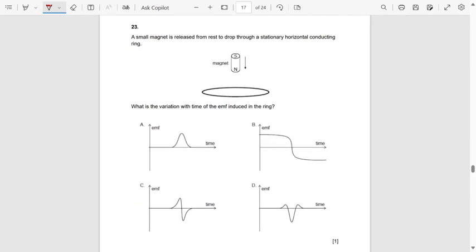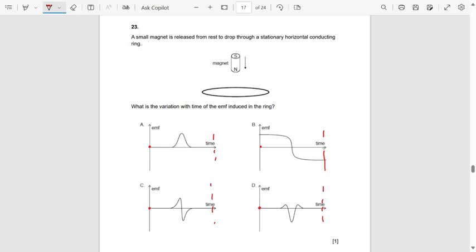We've got a little bit of induction going on. Okay. So let's have a look at what's going on. A magnet is released from rest to drop through a stationary horizontal conducting ring. Okay, so we're starting at time 0, and then the end is the point where it's passed through. Okay, it's really important that you understand that.